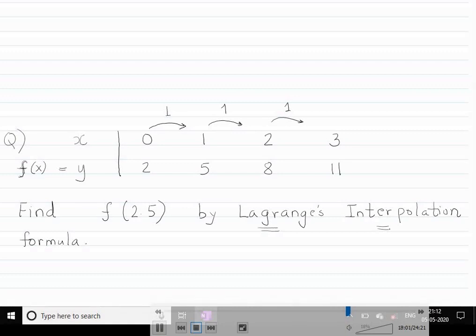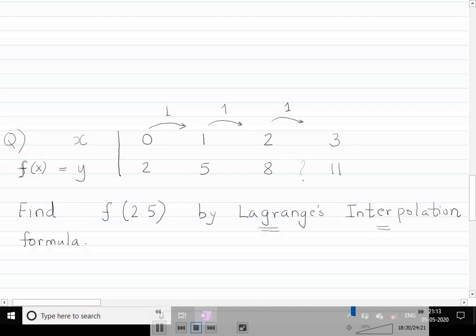So at day 0 I had 2 patients, day 1 I had 5 patients, day 2 I had 8 patients, and day 3 I had 11 patients. How many patients do I expect at this particular 2.5, means 2.5 days? 2.5 days, how many patients do I expect? So let us find this using our Lagrange interpolation formula here. The question mark means the number of patients after 2.5 days, because I want to find f of 2.5.